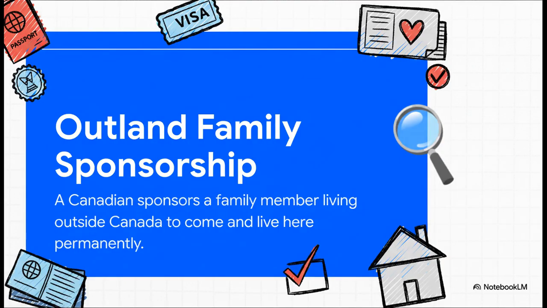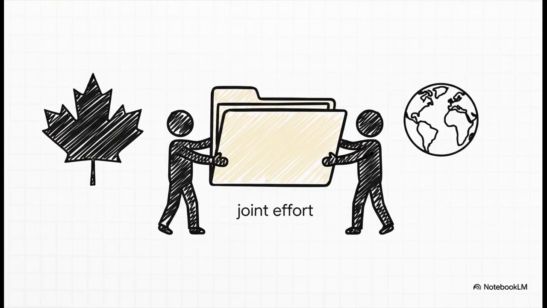All right, before we jump into the actual checklists, let's get a key term down. When your family member lives outside of Canada, the official name for this is Outland Family Sponsorship. Now, why does that matter? Because knowing that exact phrase is going to help you find all the right forms and follow the correct instructions right from the start.